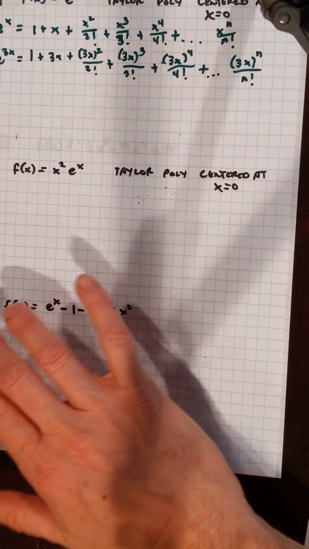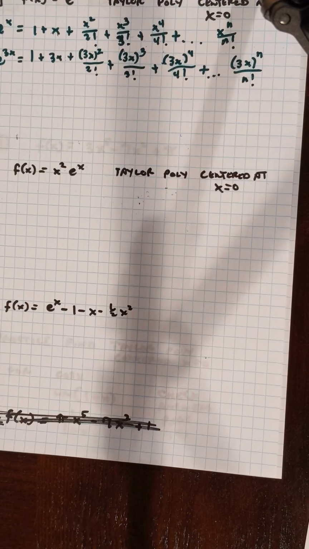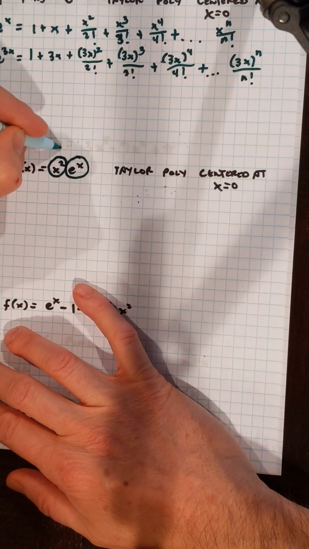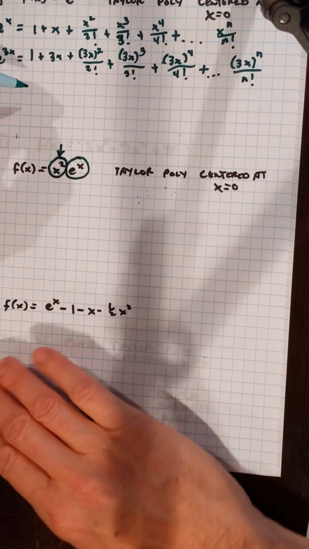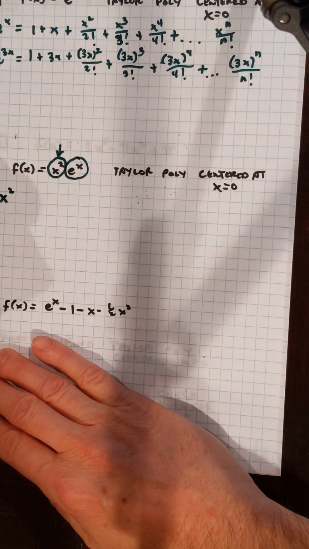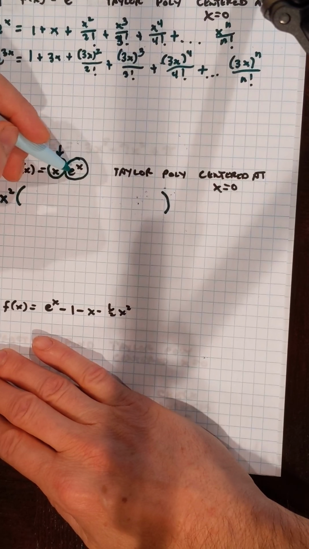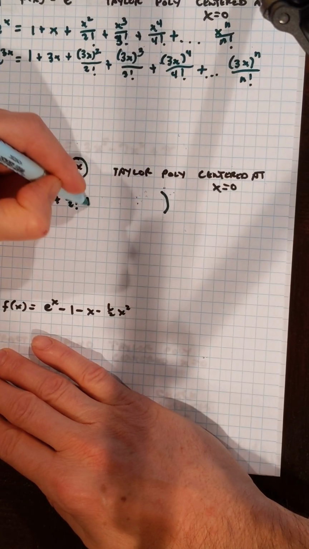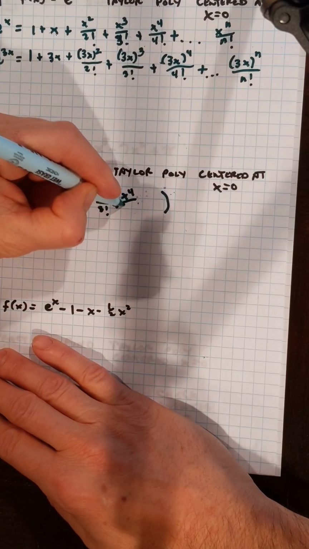Example number 4. Again, these are all centered around 0, and this works when they're all centered around 0. Notice this is the non-polynomial part. This is the polynomial part. I don't have to create a Taylor polynomial for a polynomial. It is the polynomial. So this part remains. So we have x squared. It's already a polynomial. And we're going to multiply that times the polynomial for this, which was 1 plus x squared over 2 factorial plus x to the 3 over 3 factorial plus x to the 4 over 4 factorial plus dot dot dot.